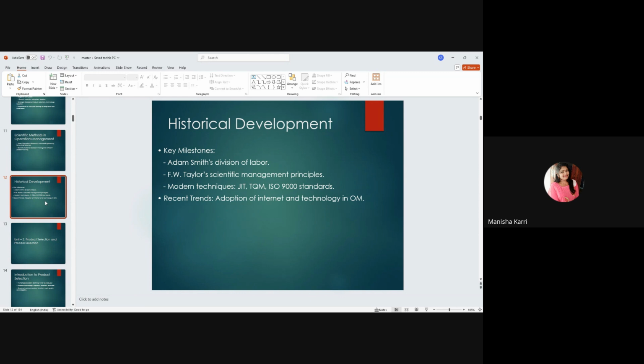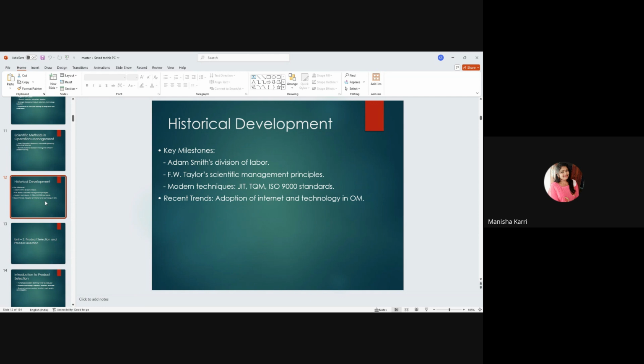So work is divided into different parts, smaller tasks, and given to different people, then productivity automatically increases. It leads to faster work and time saving. When we talk about Adam Smith's theory, it explains the division of labor concept.